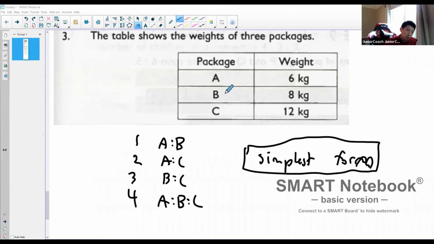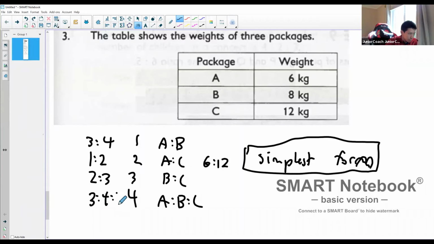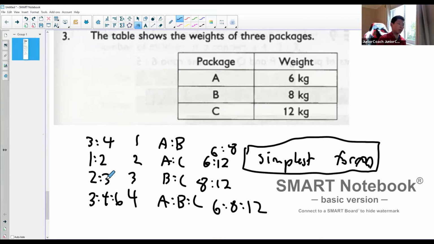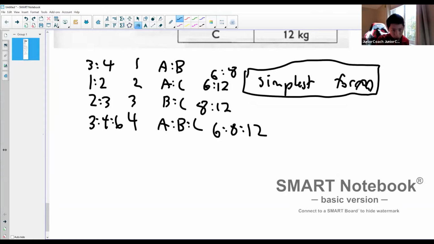A to C equals 6 to 12, and 6 to 12 is the same as 1 to 2. Our answers to the other one should have been 3 to 4, 2 to 3, and 3 to 4 to 6. And just to clarify, B to C was 8 to 12, and A to B to C was 6 to 8 to 12, and A to B was 6 to 8. And then we should have simplified them all and got the answers on the left.